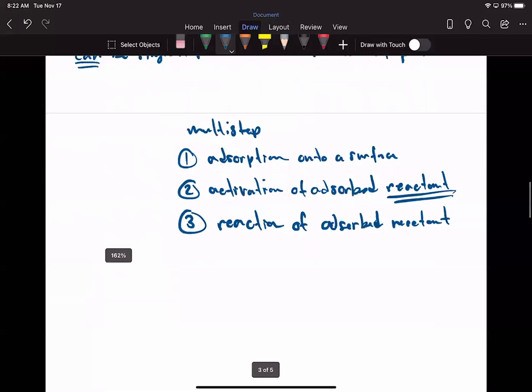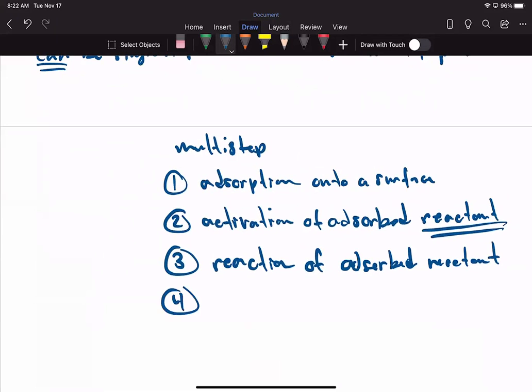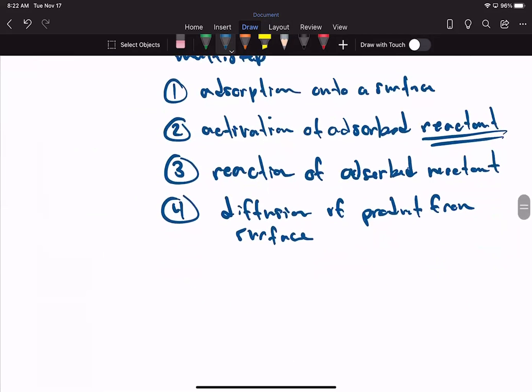And step 4 is the diffusion of the product. Diffusion from the surface. So these 4 steps take place when we're doing heterogeneous catalysis, right?